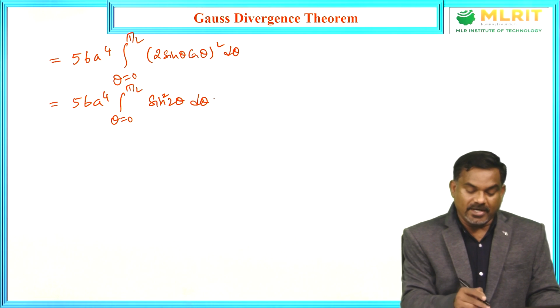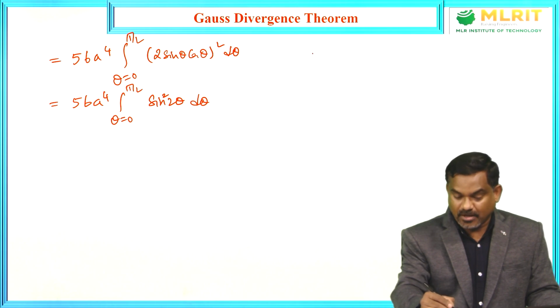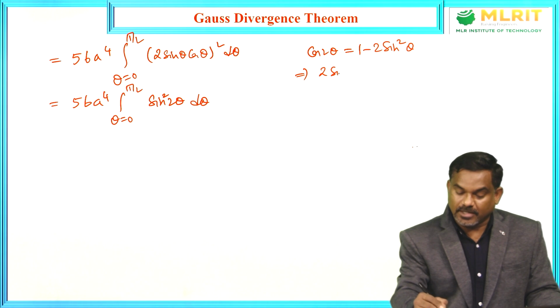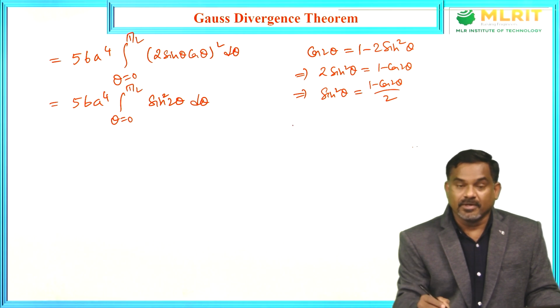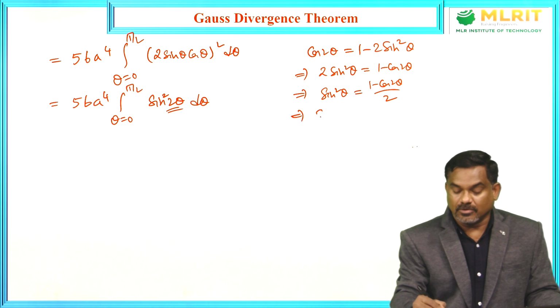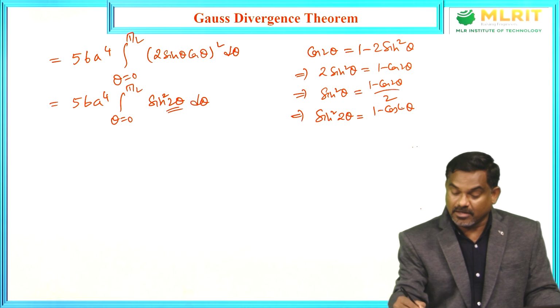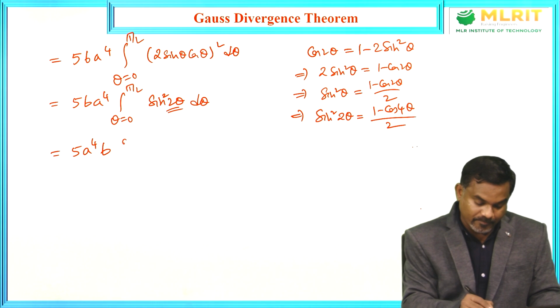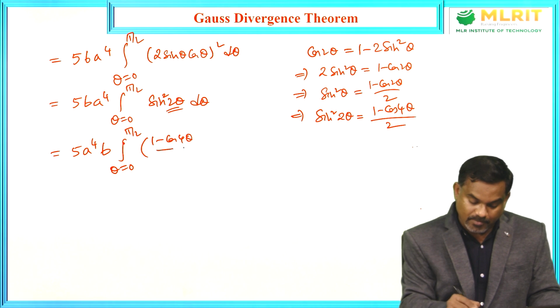Now to find this integral, again we need to use the formula cos 2 theta equal to 1 minus 2 sin square theta. So from this 2 sin square theta is 1 minus cos 2 theta. So sin square theta is 1 minus cos 2 theta by 2. But here we have the angle 2 theta. So replace theta by 2 theta. Sin square 2 theta is 1 minus cos 4 theta by 2. So let us use this substitution: 5a power 4 into b, theta from 0 to pi by 2, 1 minus cos 4 theta by 2 d theta.